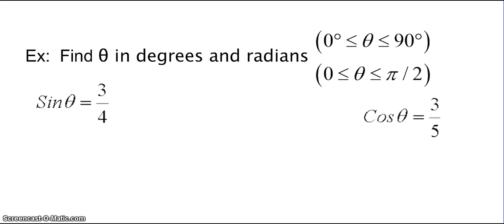Okay, well what if we want to go the other way? What if we actually want to find the angle? So we want to find theta in degrees and in radians, between 0 and 90 degrees and 0 and pi halves radians. We'll talk about those restrictions in a little bit, giving these trig function values.